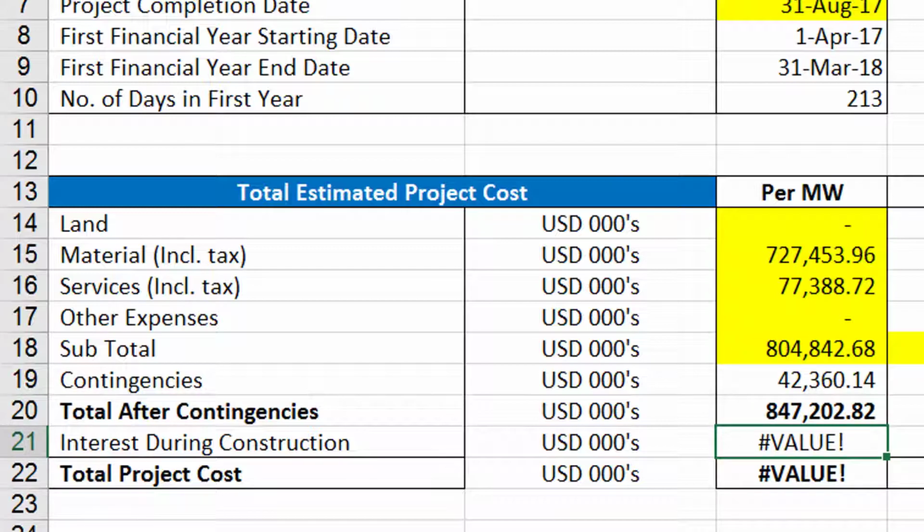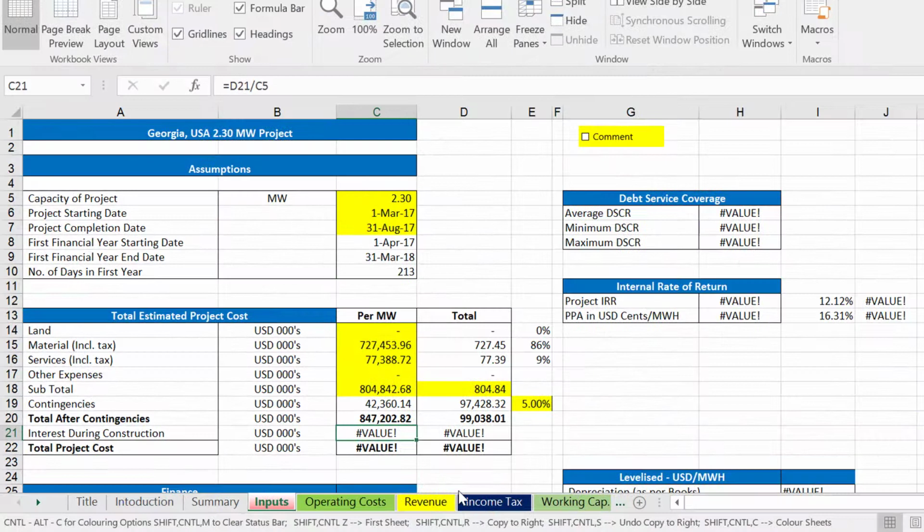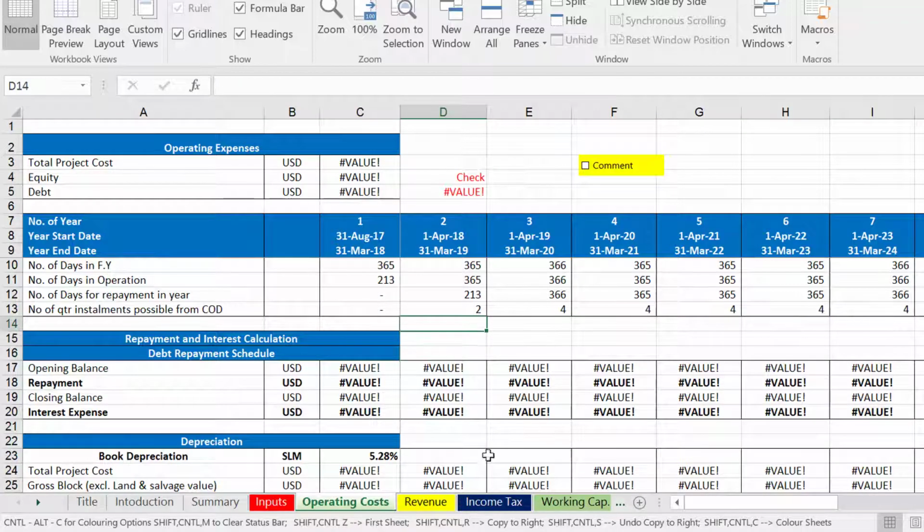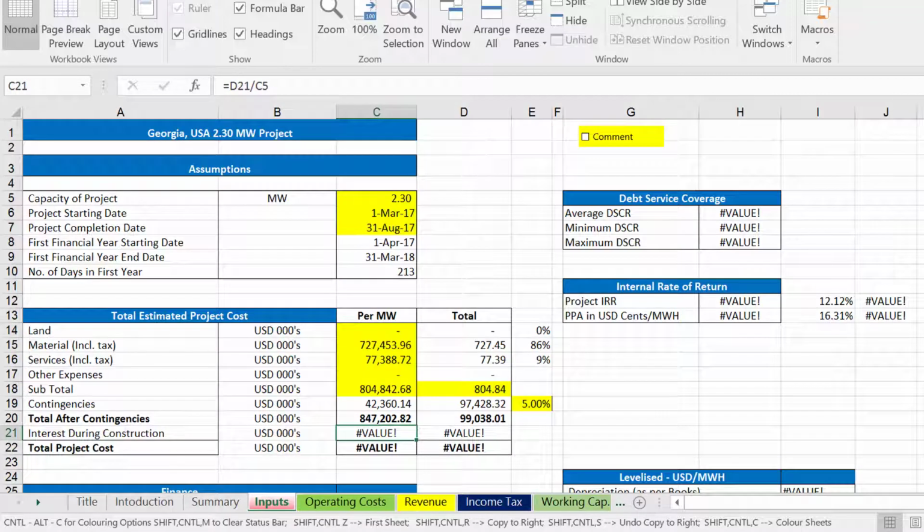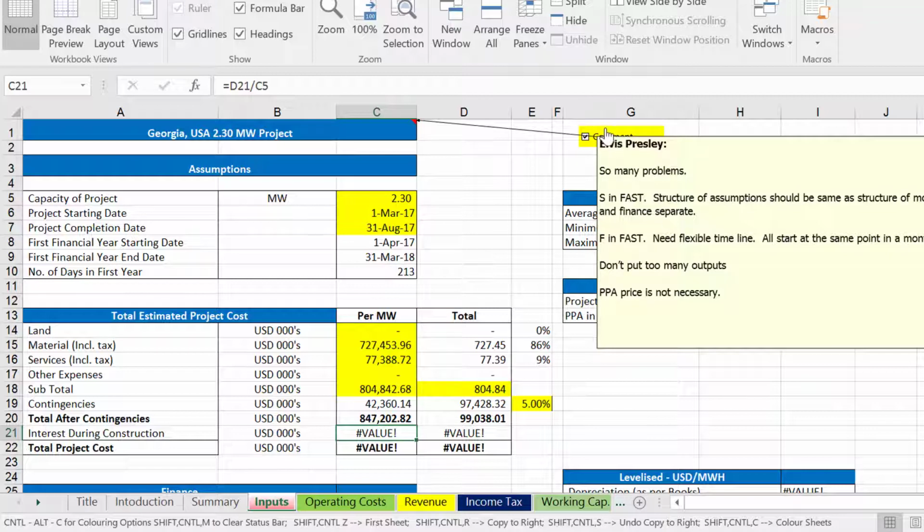And then we have a thing with interest during construction. Now I should structure this video a little bit better because I'm going to talk about, I'm just going to fix a couple of the circular references and then we'll get rid of all these values. So then we had operating costs. Now what I did is I made a little comment, and you just press the comment button.